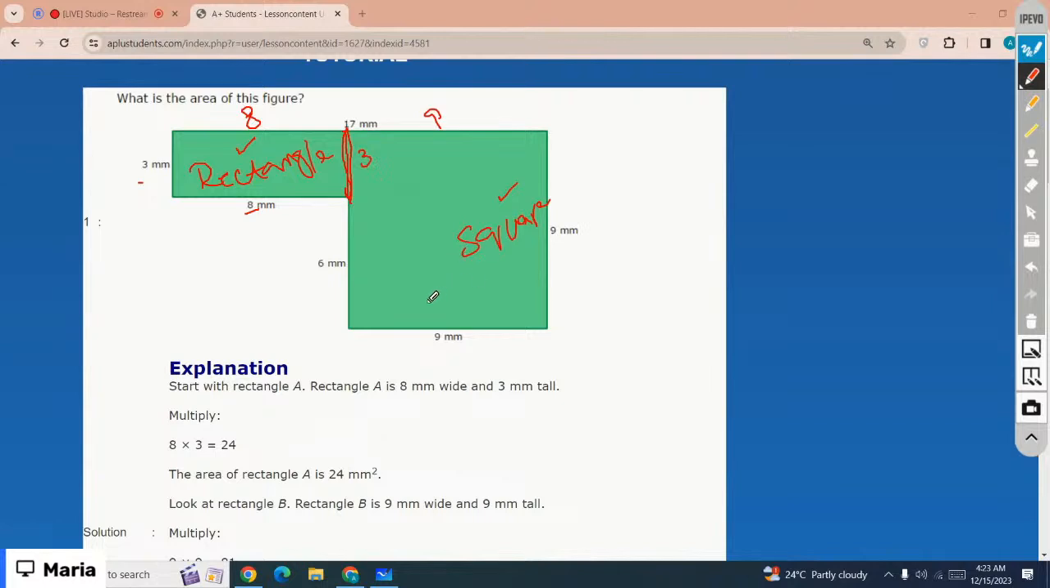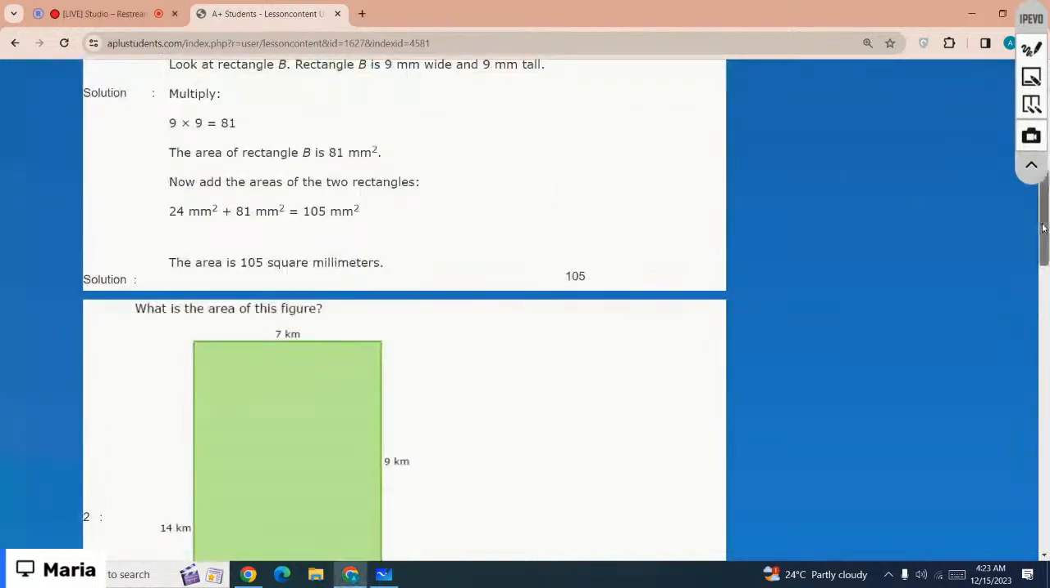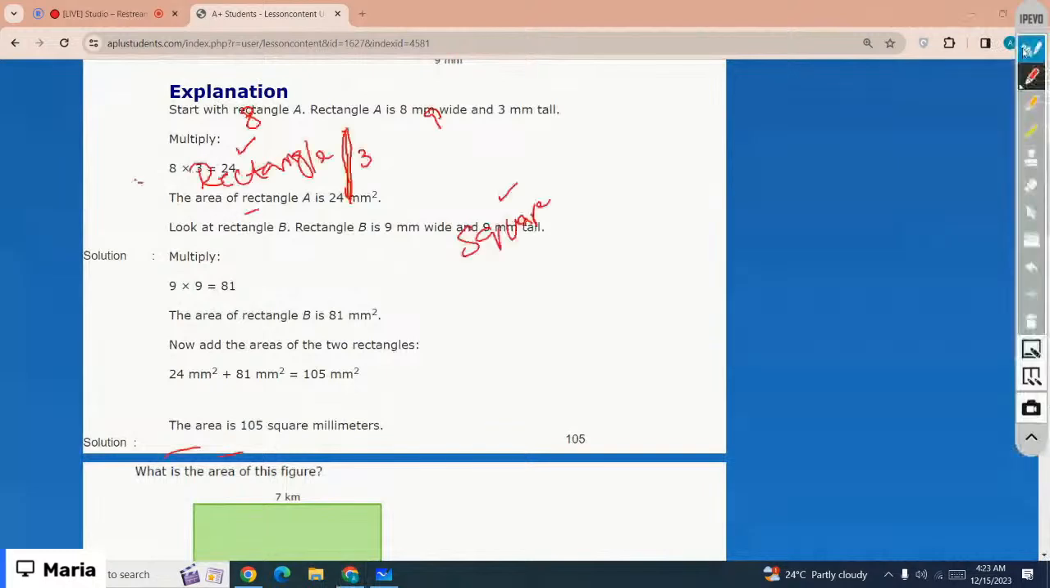The area of a rectangle is length times width, that is 8 times 3. So the correct option is 24. Now the area of this square is 9 times 9, that is a square. It has all sides equal in length, right? So you do 9 times 9, that is 81. And you need to calculate the area of the complete shape, so you add the area of both shapes, right? When you add 24 plus 81, the area of the complete shape is 105. Got it?